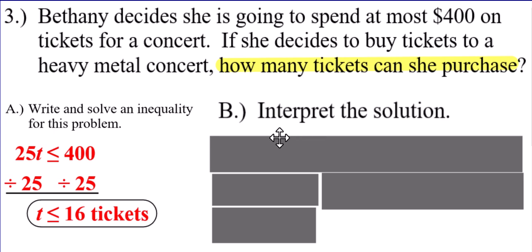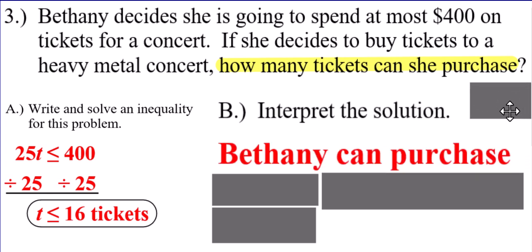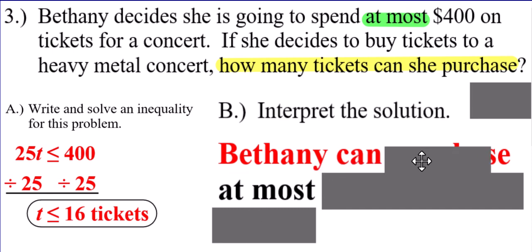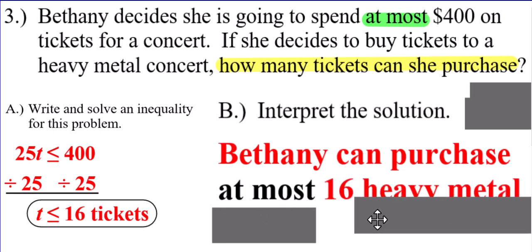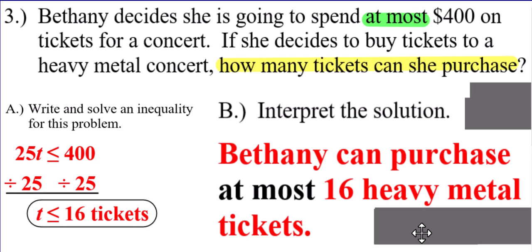I want to make it a statement, something like Bethany can purchase, and then I need to use words that mean the inequality symbol. I'm going to stick with the words at most because that's what was in the original problem. So Bethany can purchase at most. And then what do we got here? She can purchase at most 16 tickets. Now, I'm going to be specific and say that I'm talking about 16 heavy metal tickets. And yes, you probably should be specific about that as well, because that is the type of concert Bethany's going to, not the other choices of genres of music. So there you go. There's a sentence.